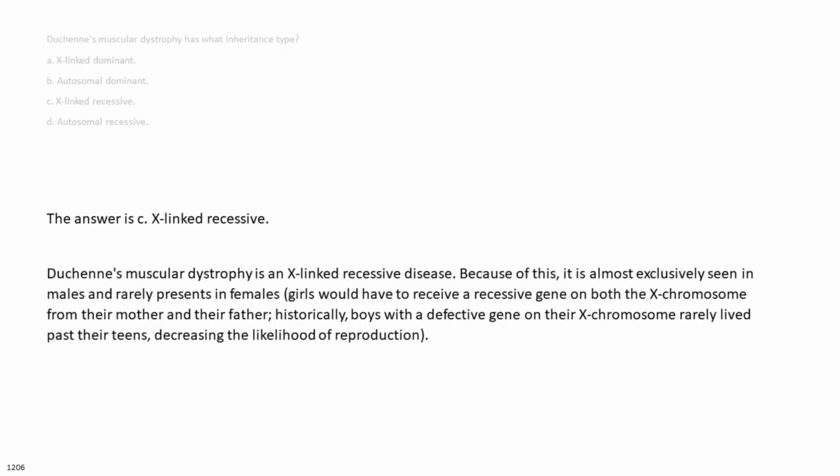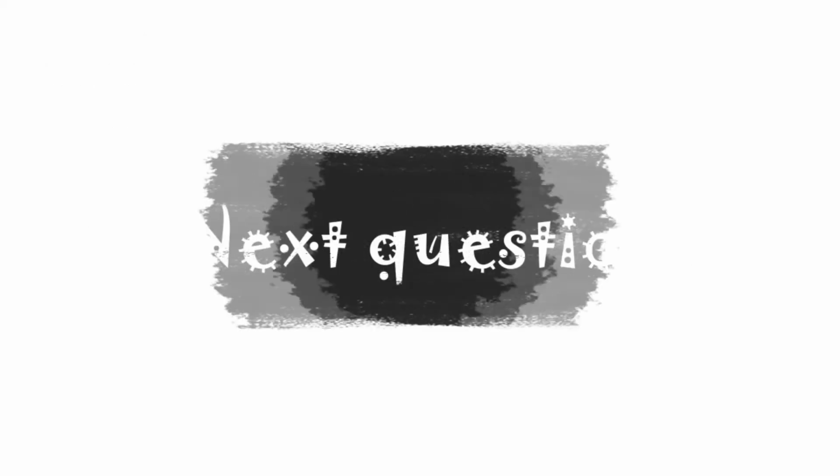The answer is C. X-linked recessive. Duchenne's muscular dystrophy is an X-linked recessive disease. Because of this, it is almost exclusively seen in males and rarely present in females. Girls would have to receive a recessive gene on both the X chromosome from their mother and their father. Historically, boys with a defective gene on their X chromosome rarely lived past their teens, decreasing the likelihood of reproduction.